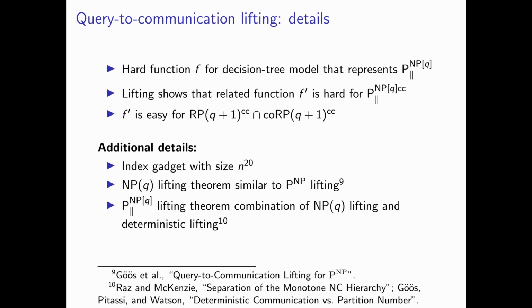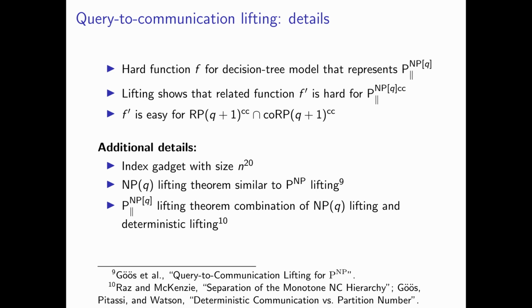For those of you who are familiar with lifting theorems, I'll quickly give a couple of details on ours. Both of our lifting theorems use the index gadget with a size of n to the 20, which means that both of them incur a logarithmic penalty in the simulation. Our NPQ lifting theorem is based on the Göös, Pitassi, and Watson lifting theorem for P to the NP. Used out of the box, their lifting theorem would not preserve the constant Q in NPQ. We make modifications to ensure that this Q remains the same after the lifting takes place.